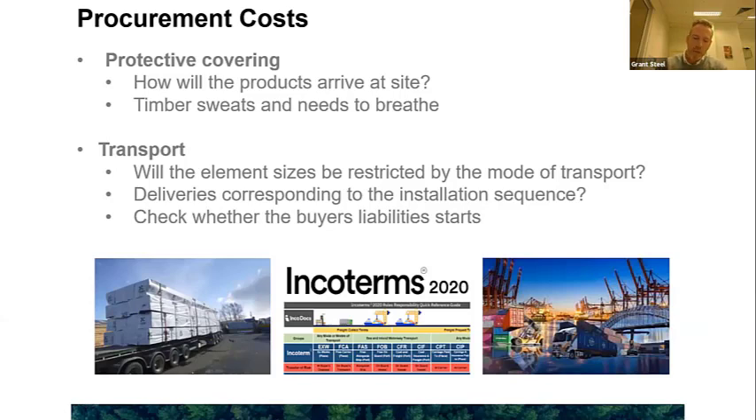Another one is always check where the seller's liability ends and where the buyer's liability starts. So check the Incoterms and get all over that one.